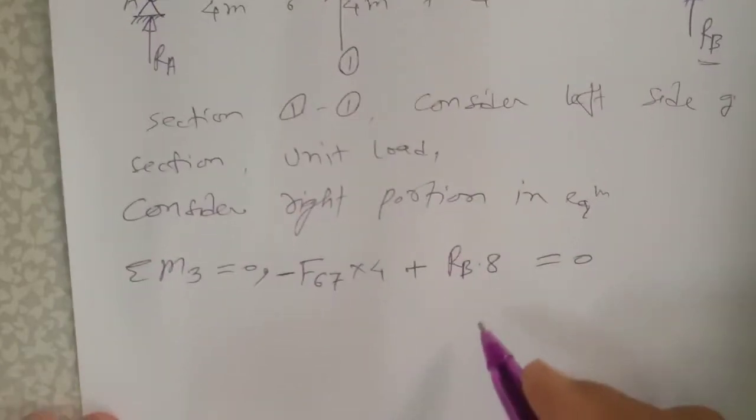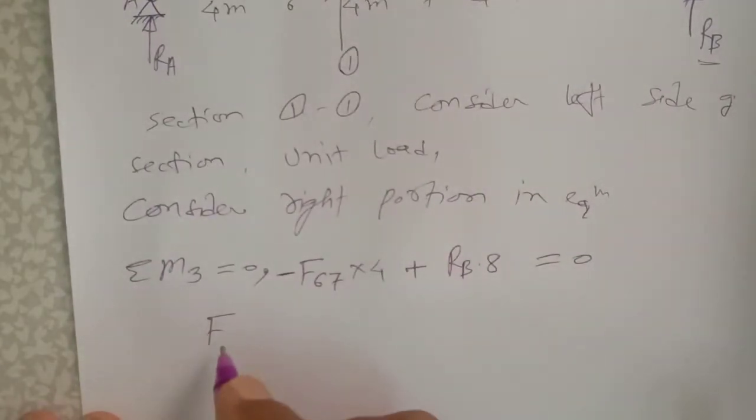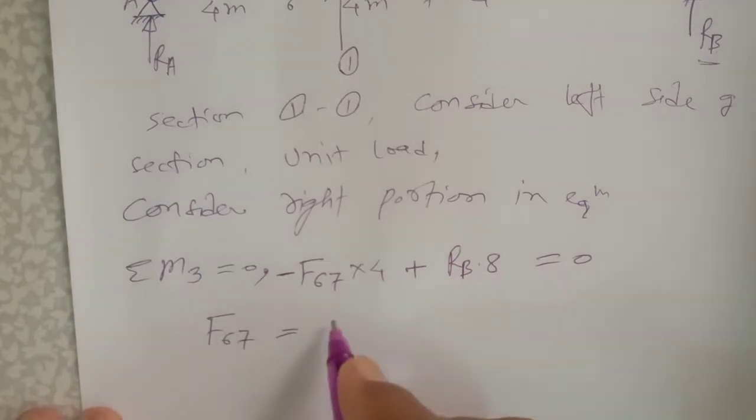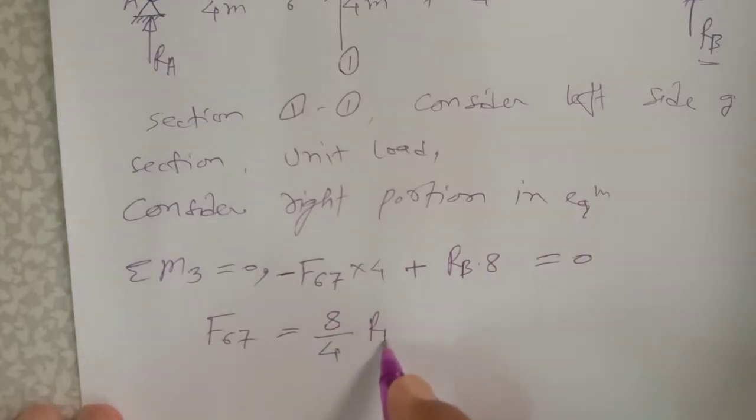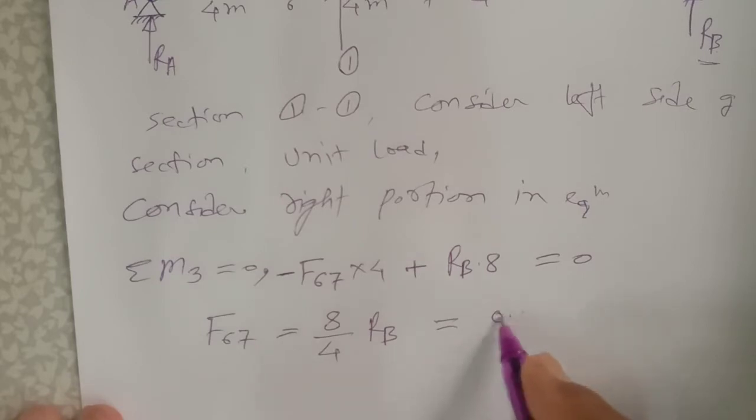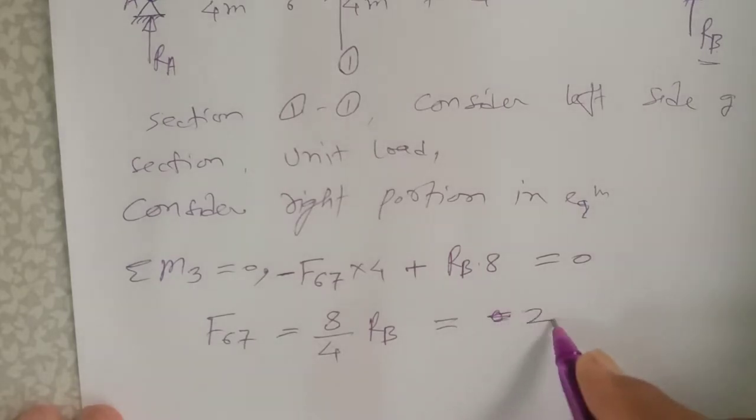And from this we get the force in the member 6 7 is equal to 8 divided by 4 RB. That means 2 RB.